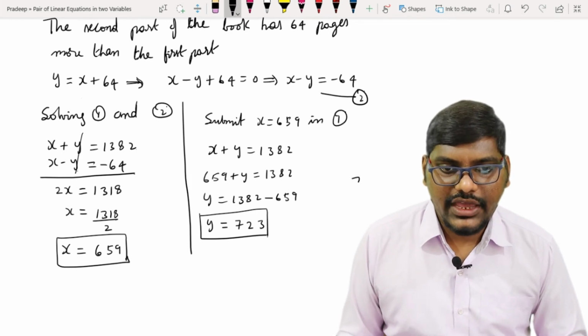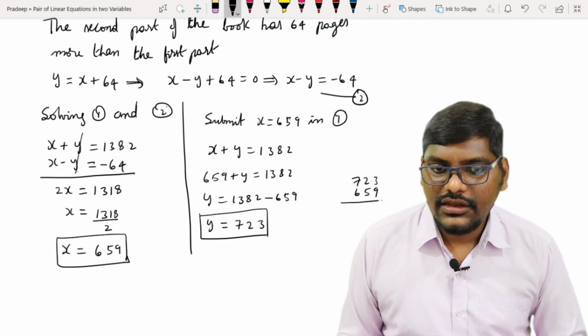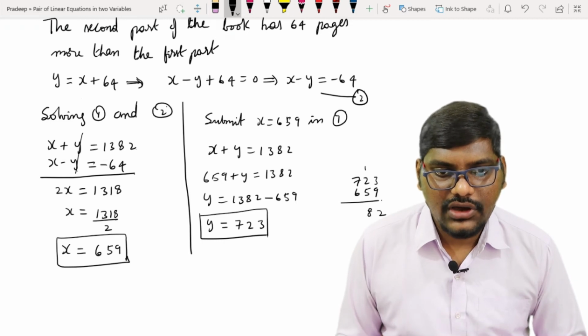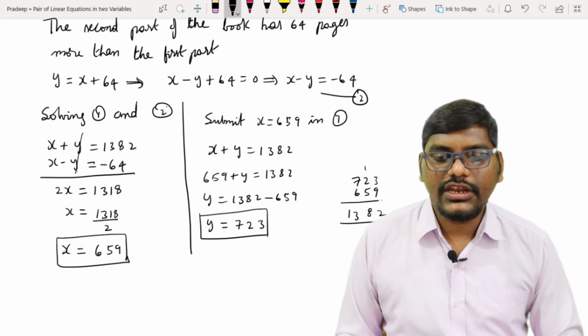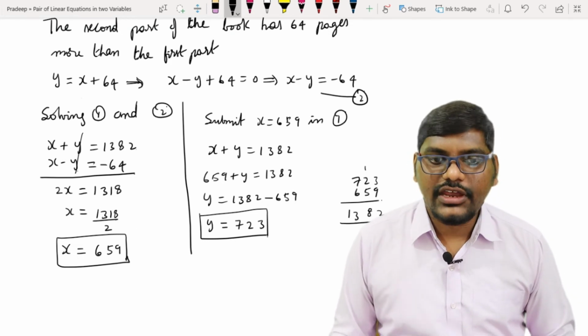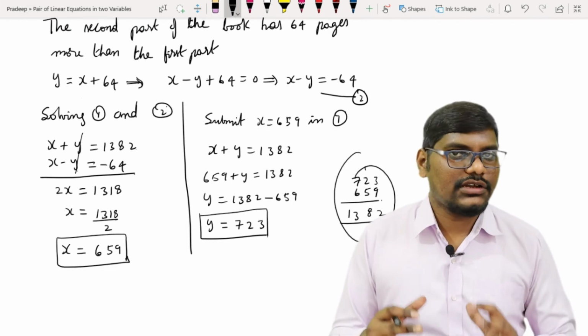If we add 723 plus 659, 9 plus 3 is how much? That is 12. Then 2 plus 1 plus 5, that is 8. And what are we getting here? 6 plus 7, that is 13. So 1382 were the total number of pages. In one part we got 659, in the second part we got 723. So whatever answer we got, that was perfect, that was the right answer.